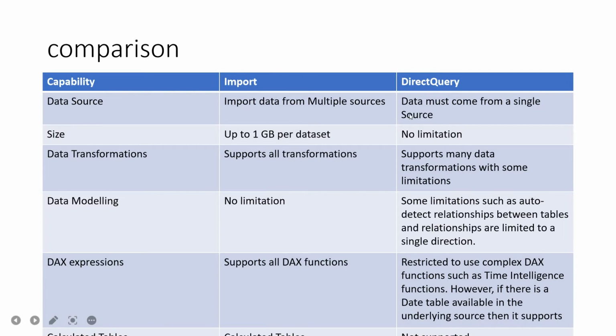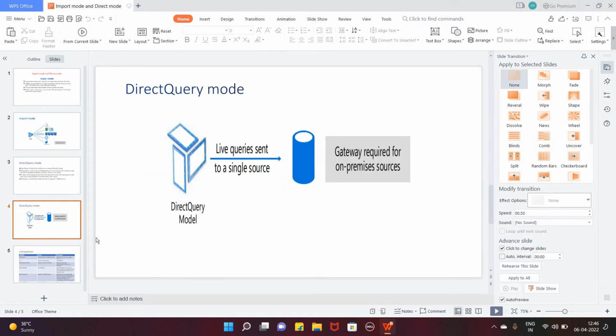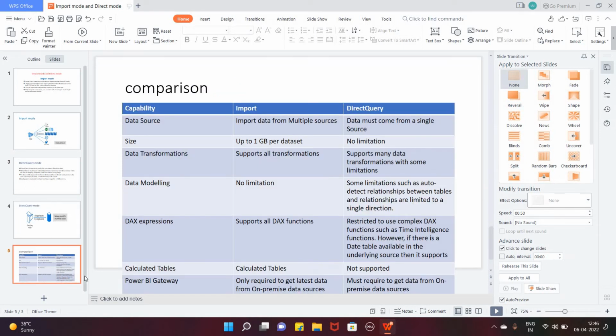This is the comparison between import and direct query mode. Here in import mode, we can import data from multiple sources, and coming to direct query, data must come from a single source. Coming to the size, import allows up to 1 GB per dataset, whereas in direct query there is no limitation for size.